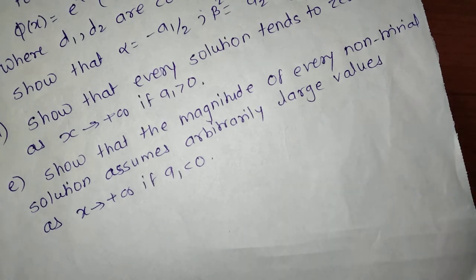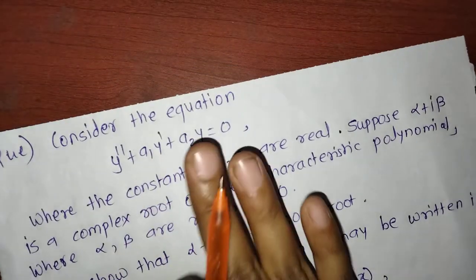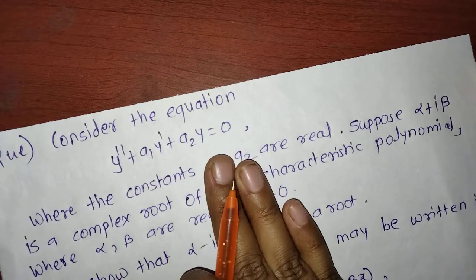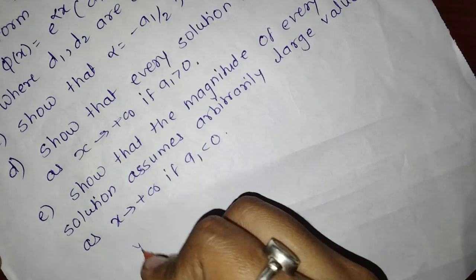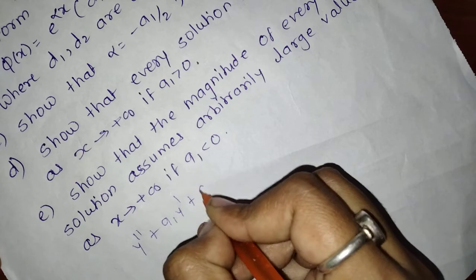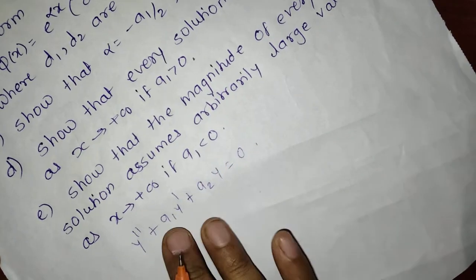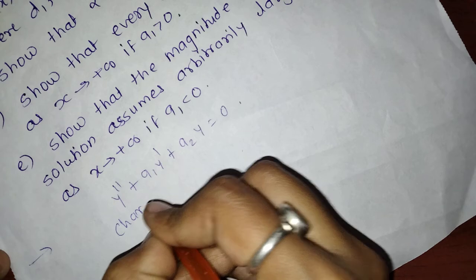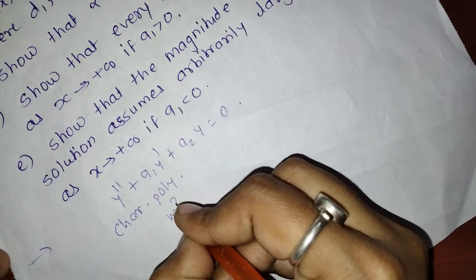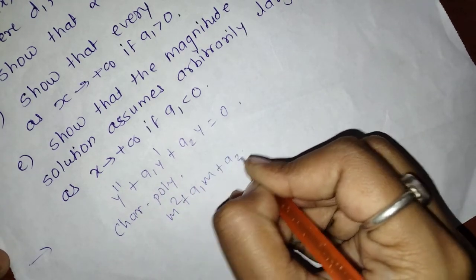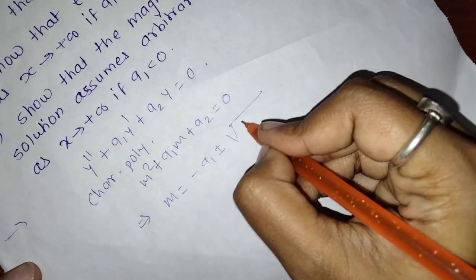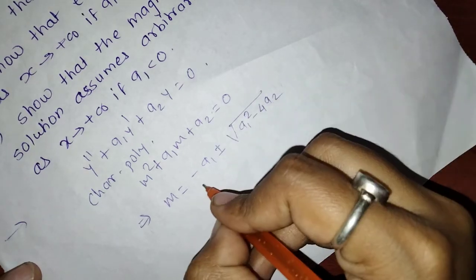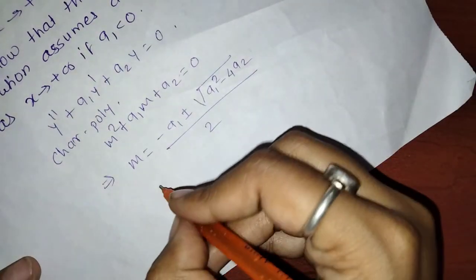a1 is less than 0. First, the given equation is y'' + a1y' + a2y = 0. The characteristic polynomial of this equation is m square plus a1m plus a2 equal to 0, which implies the roots of m are m equal to minus a1 plus minus under root a1 square minus 4a2 upon 2.